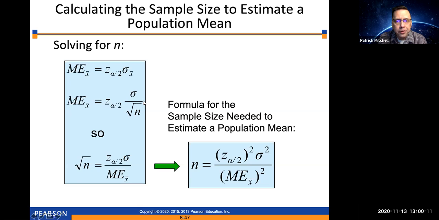So first we will multiply both sides by the square root of n, and then we'll divide both sides by the margin of error, which will give us this. And then finally, squaring both sides of this equation gives us the formula that we want. So the formula for the sample size needed to estimate a population mean is n equals z sub alpha over 2 squared times sigma squared divided by the margin of error squared. So I want to emphasize, in this kind of problem, the desired margin of error will be given.